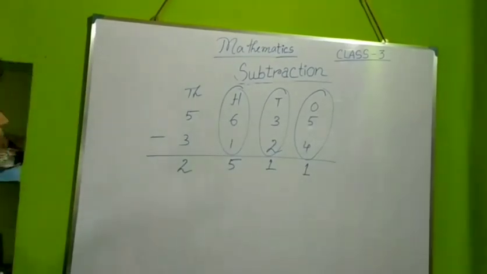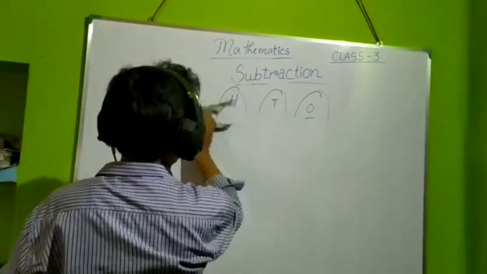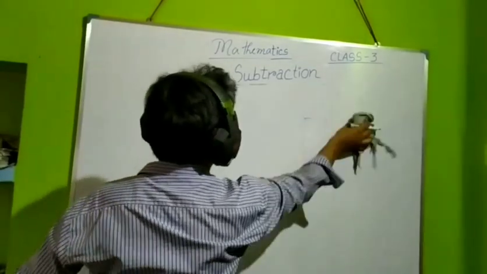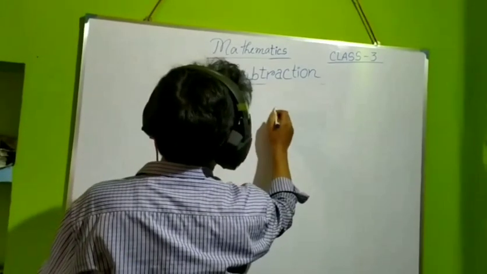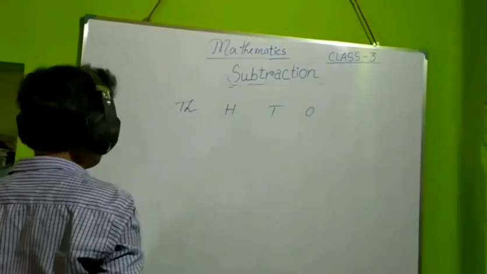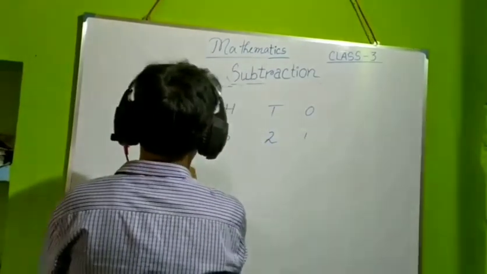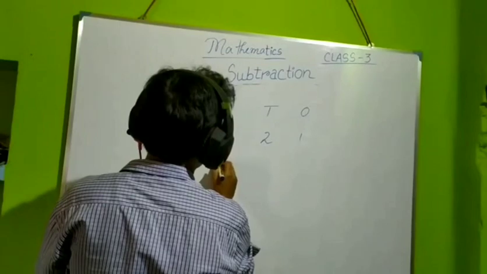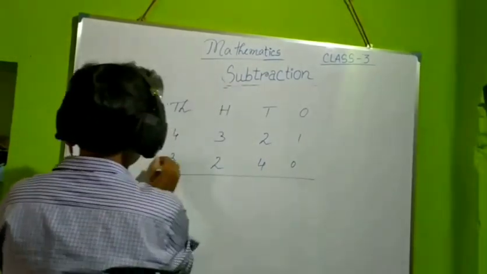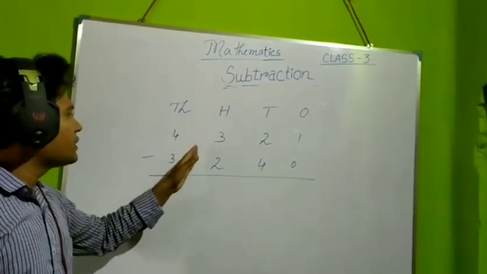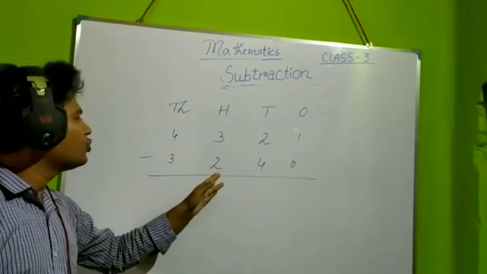Now if we take another number, the first number, which is the greater number, is 4321, and the second number is 3240.